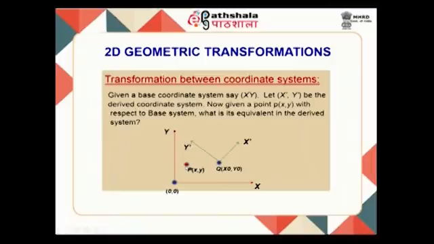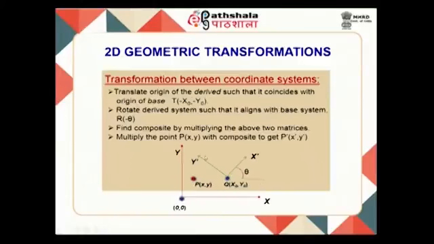Now, given a point P (x, y), measured with respect to the base coordinate system, what will be the equivalent point when the same point is measured with respect to the derived coordinate system? That means, given the point P measured with respect to the base system, what will its coordinates be when measured with respect to another reference position, that is the x dashed, y dashed coordinate system.